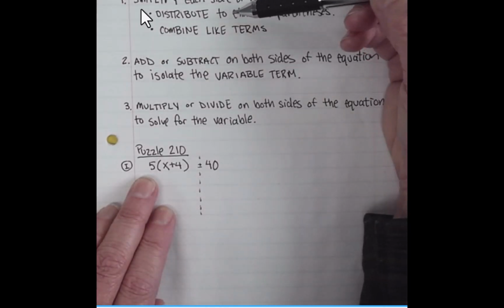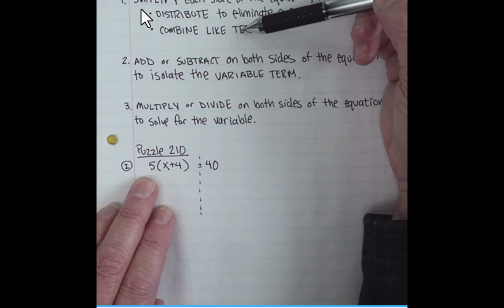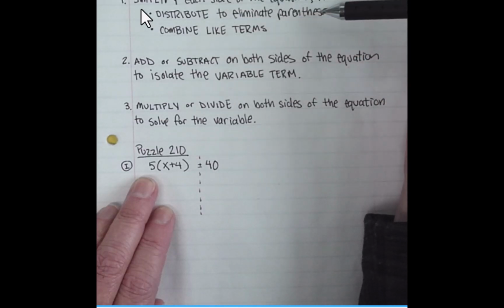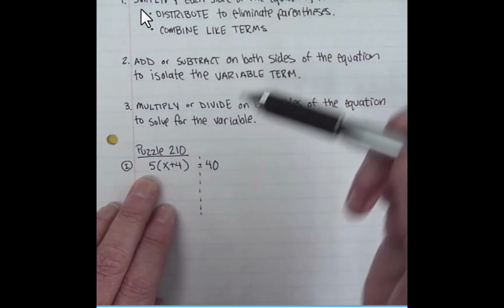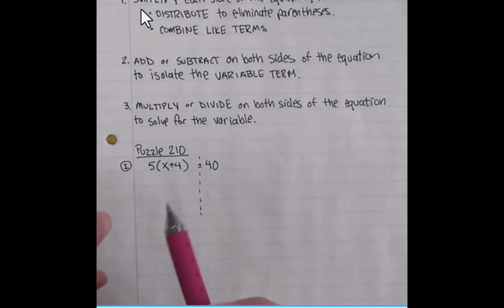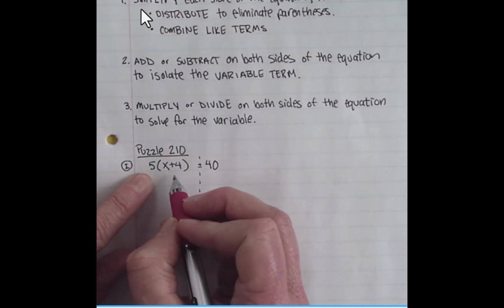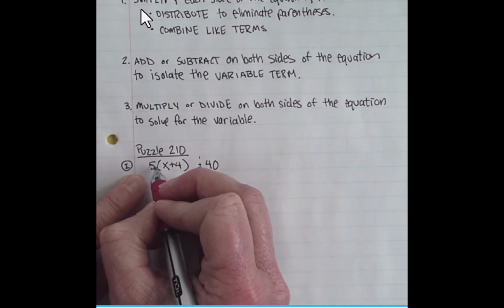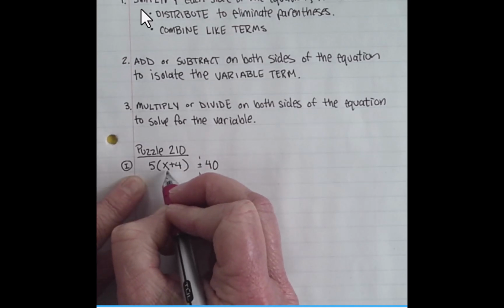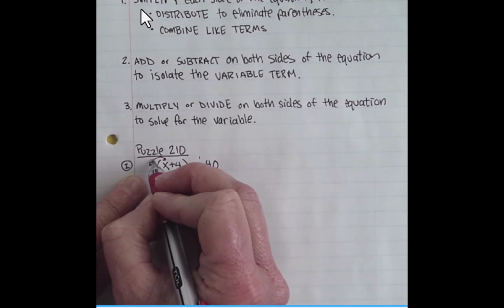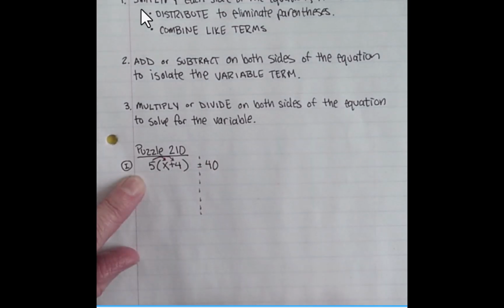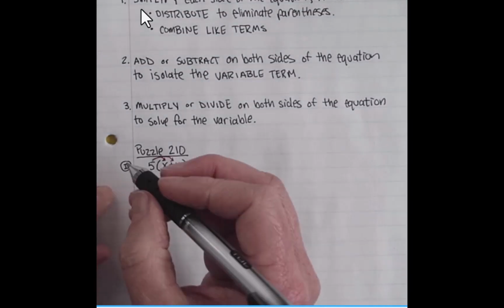In our notes, it says there's only 2 things to check for. The first thing is, can we distribute to get rid of some parentheses? Well, yes, we can. We're going to use the distributive property, which says that I'm going to multiply this number in front of the parentheses by every term that's in the parentheses. So let's go ahead and eliminate those parentheses.